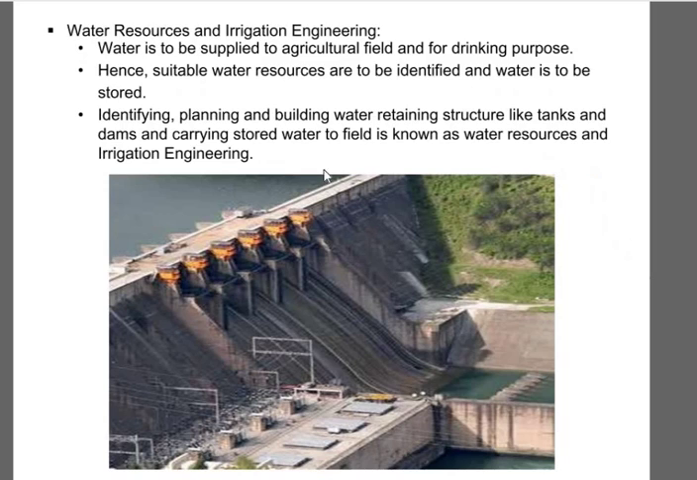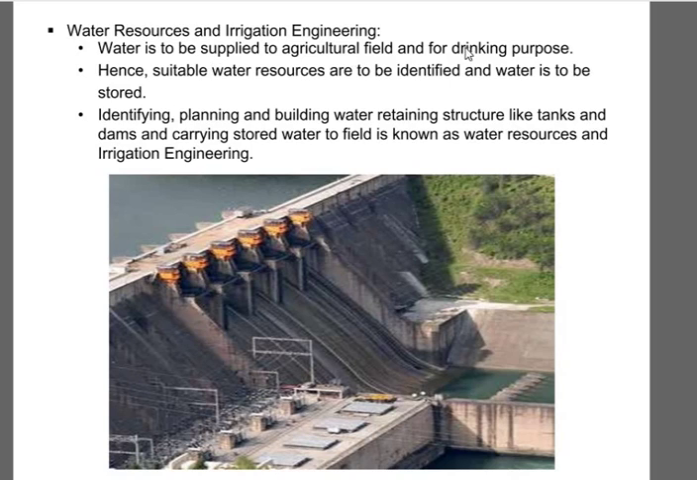Next is water resource engineering or irrigation engineering. As you can see the image of a dam here, the construction of these dams is carried out by the civil engineer. Why are dams constructed? For irrigation purposes, for storing water. A dam is basically a water storage tank, used for storing water, and then the water is slowly transferred from upstream to downstream. Then this water is used for irrigation and agricultural purposes.